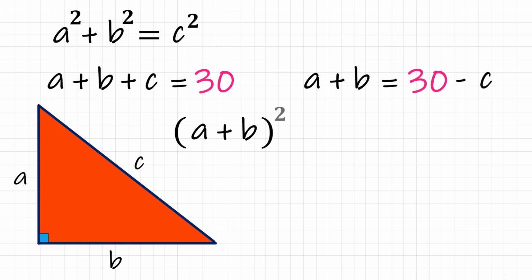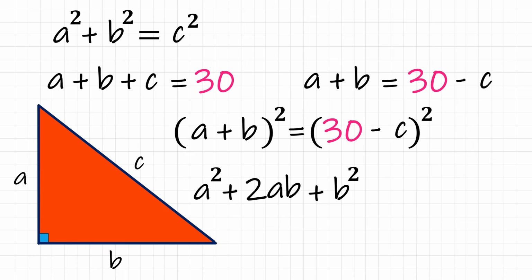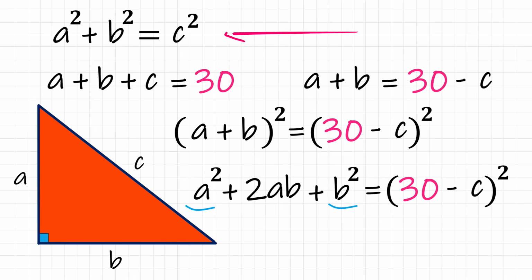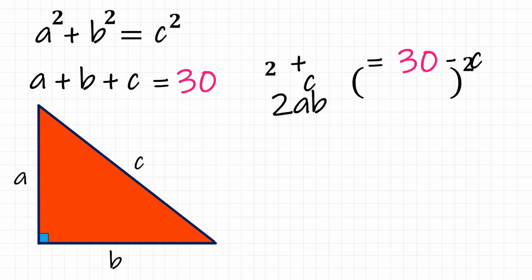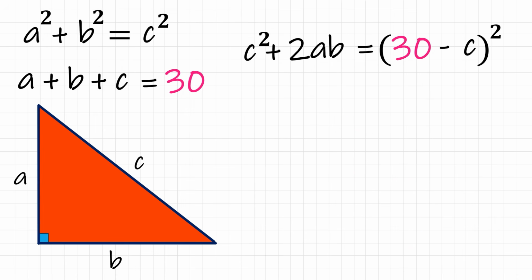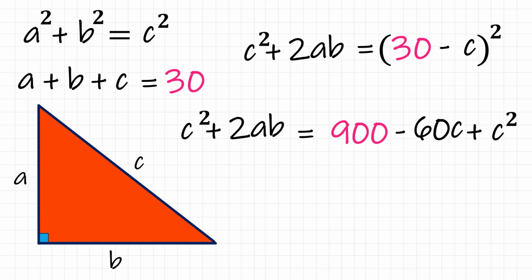Let us square both entire sides of this equation. This might look messy at first, but watch what happens. Expanding the left side gives us A squared plus 2AB plus B squared. Look closely at the left side. We have A squared plus B squared, but thanks to Pythagoras, we know that is exactly equal to C squared. On the right side, expanding gives us 900 minus 60C plus C squared.